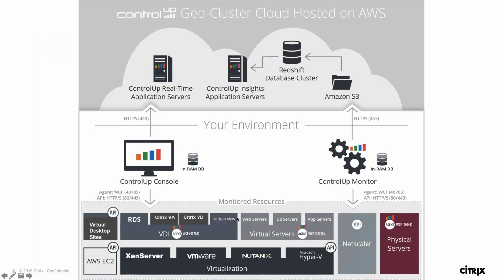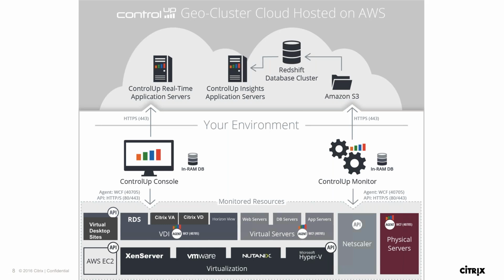So you see here the architecture, there's 2 ways that we collect data. So the first way that we collect data is through APIs. So we do an API integration with Citrix Hypervisor. We do it with VMware, with Nutanix and Hyper-V. We also have an API integration with virtual desktop sites. We have an API integration with Amazon Cloud. We have an API integration with a NetScaler ADC.